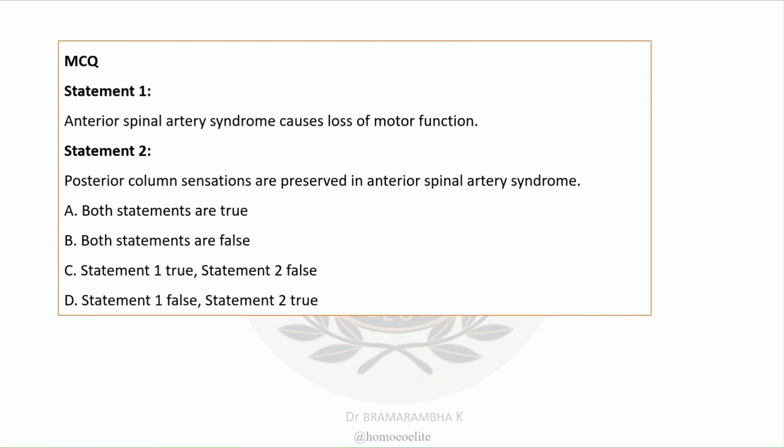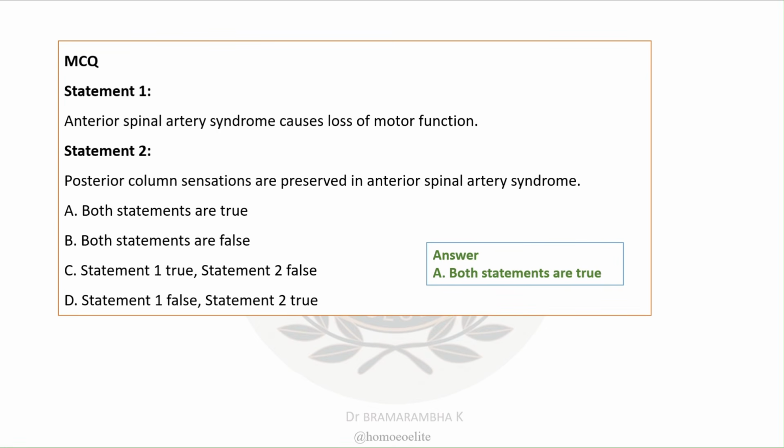There's another MCQ. Statement 1, anterior spinal artery syndrome causes loss of motor function. Statement 2, posterior column sensations are preserved in anterior spinal artery syndrome. So below are the given options. What could be the answer here?